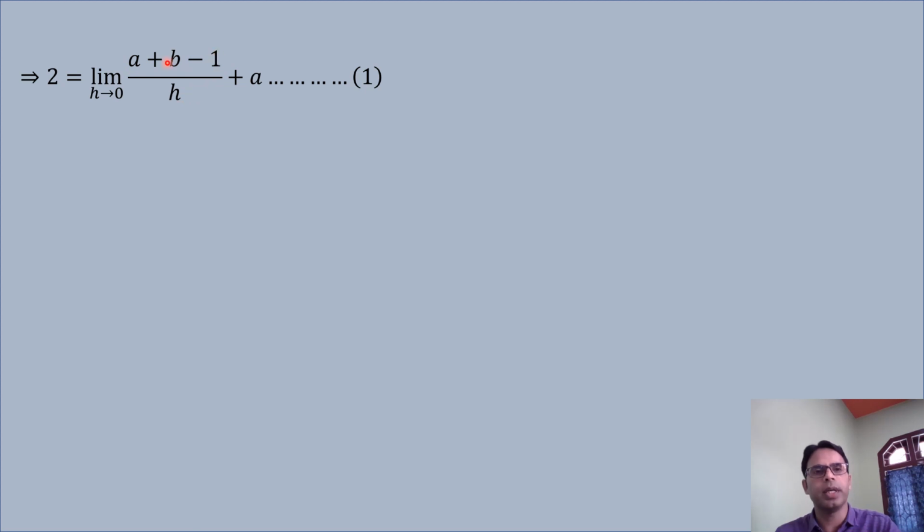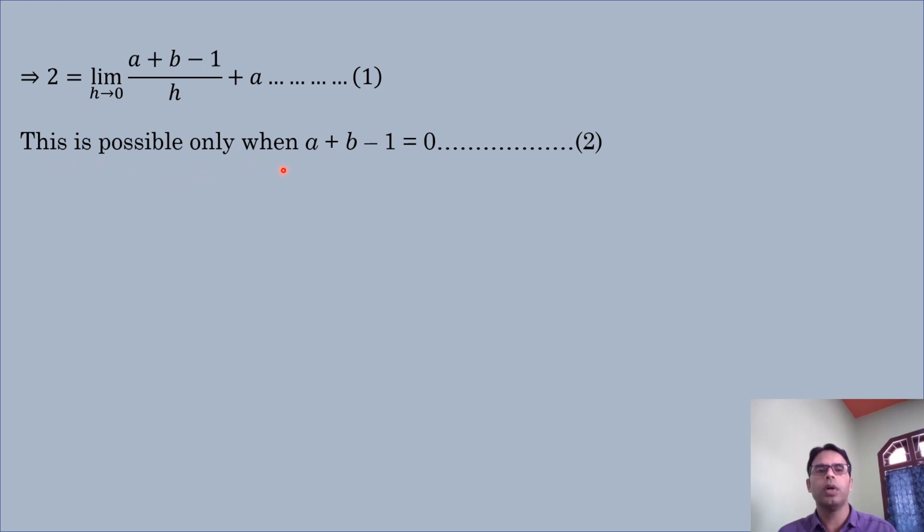because 0 divided by h will give us a limit of 0, and 0 is a valid, finite number. So this equation 1 will be valid when and only when this limit is 0, and this limit will be 0 only when the numerator is equal to 0. So we write that line only. This is possible only when a plus b minus 1 is equal to 0.